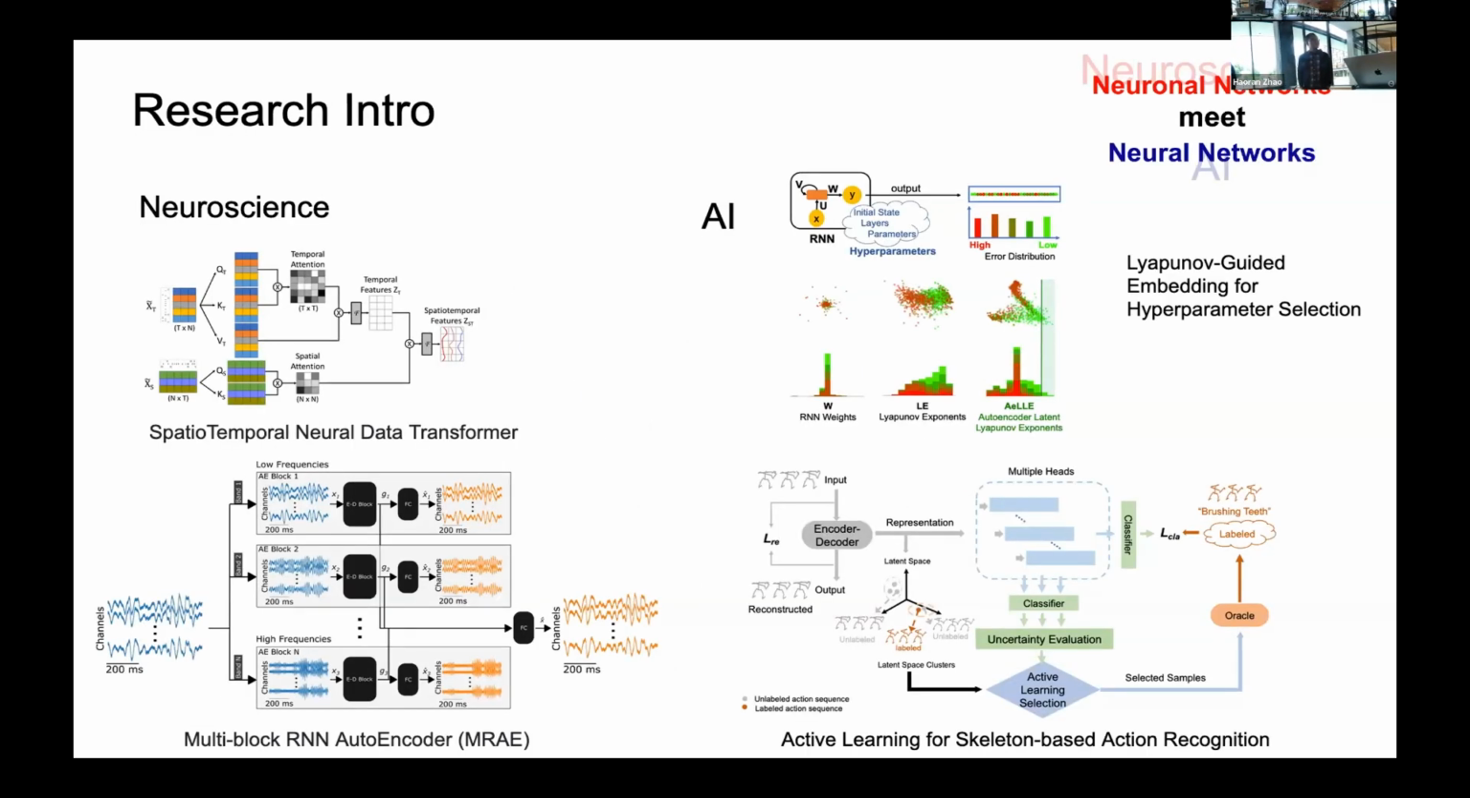So a brief introduction of our lab's projects. Specifically for the neural part, we proposed the spatial temporal data transformer, and in collaboration with Orsborn's lab, we proposed the multi-block autoencoder. And for the AI part, we proposed the Lipton-guided embedding for hyperparameter search. In this case, you can predict the model performance based on the Lipton-guided embedding. The other work is the scalar-based action recognition with active learning, which can be applied to neural and animal behavior as well.